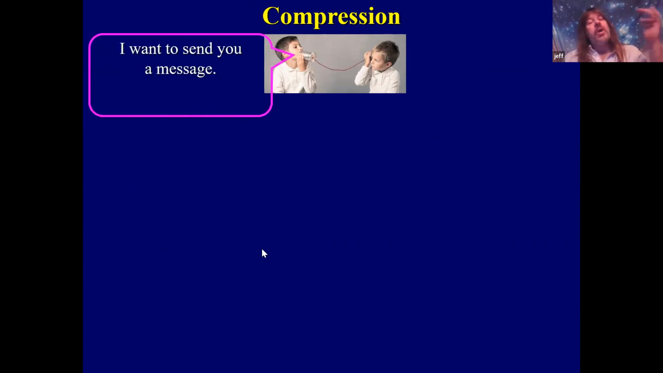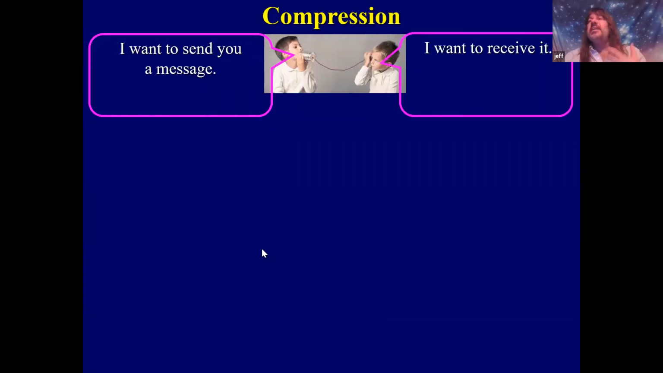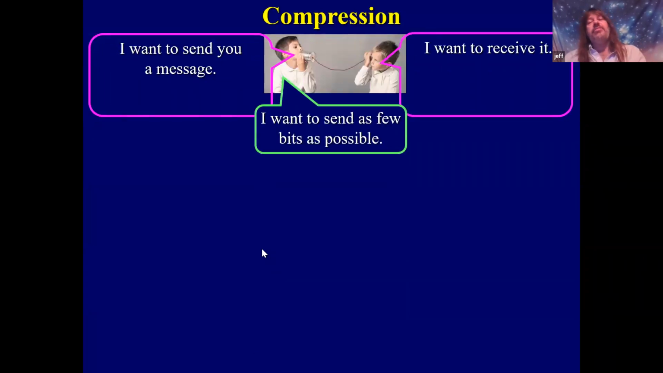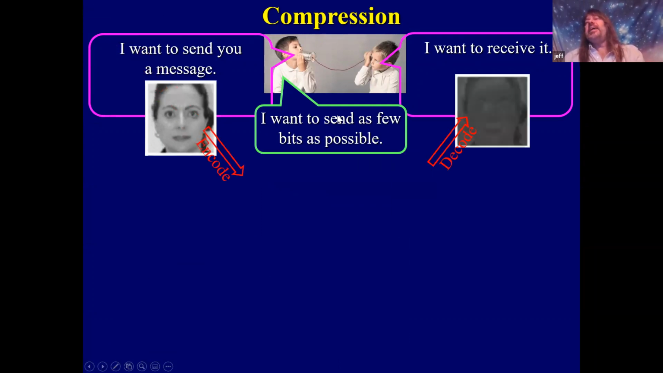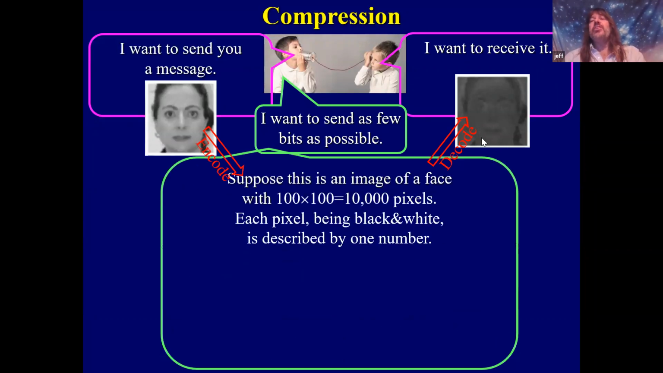We talked about this before. One person has a message they want to send, and they want to send as few bits as possible. Here's an image that we might want to compress so we can send it with fewer bits. And here's the image after it's been encoded and decoded, and we're certainly losing quality there. But the goal is fewer bits.